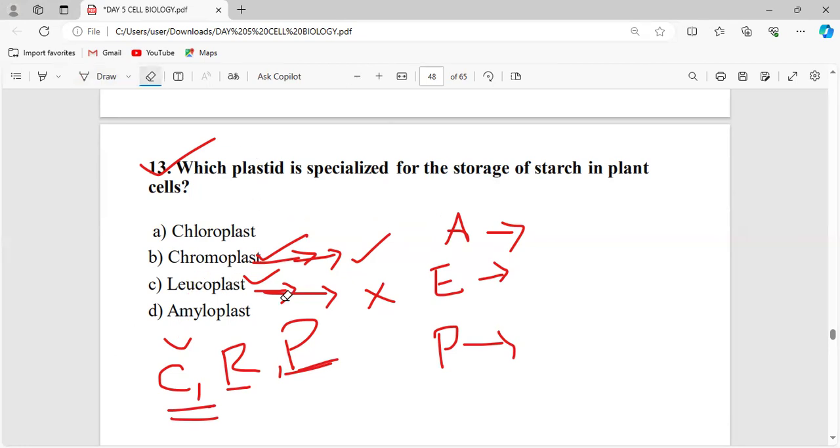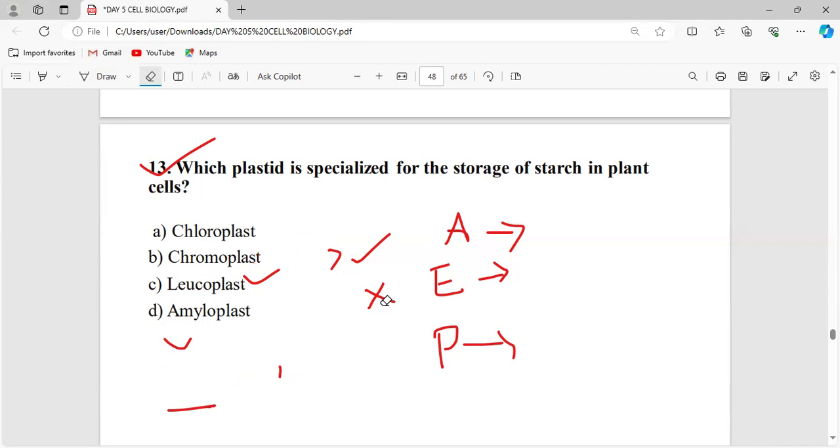Okay, these are all the types. This flowchart is very important. Okay, have a note of it.